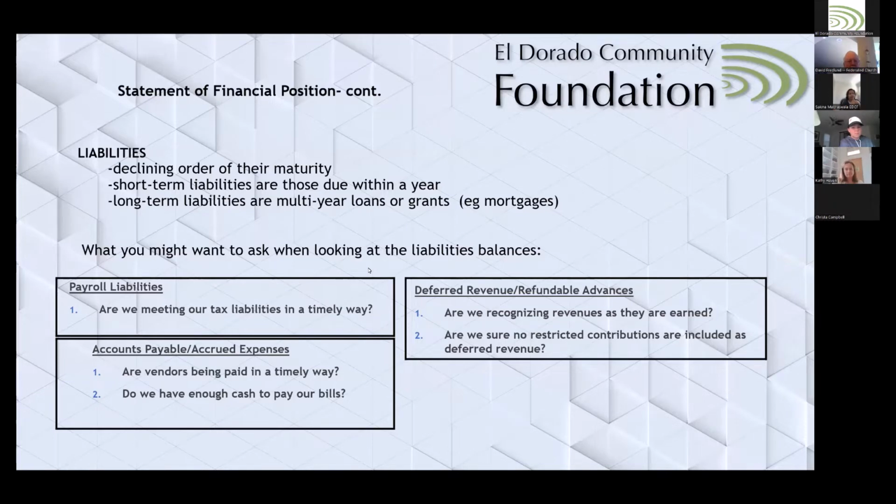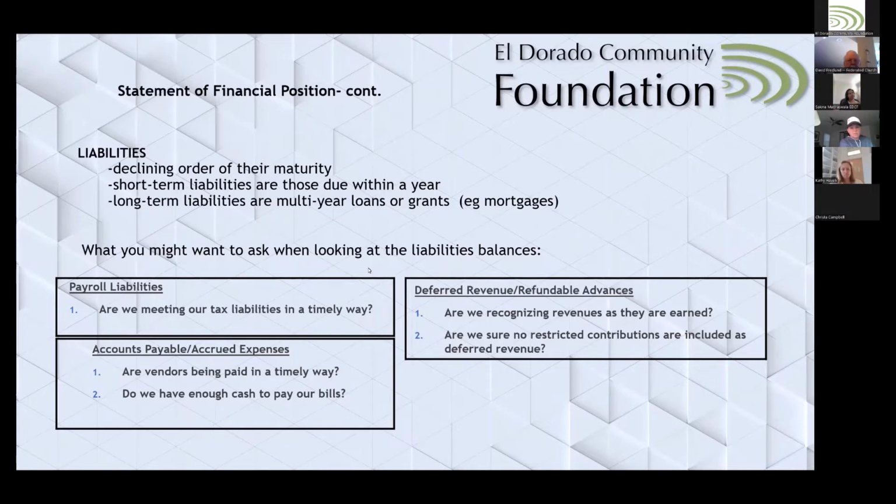What you might want to ask when you're looking at liabilities balances is, 1, are your payroll tax liabilities being met in a timely way? That is the number 1 question. If you have employees, if you have contractors, etc., you have to make sure that you're paying off the tax liabilities in a timely way. Accounts payable, accrued expenses: are vendors being paid on time, and your other bills? You might have a cell phone service, you might have internet, you might have rent. You need to make sure you're paying those on a timely manner.